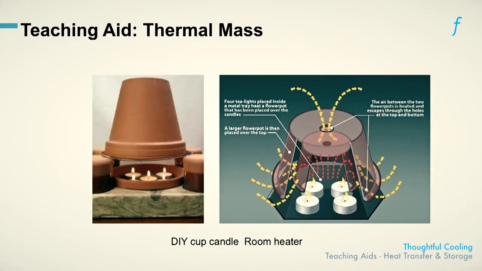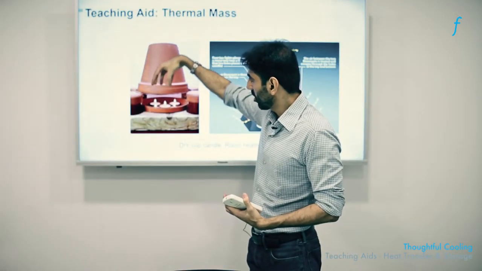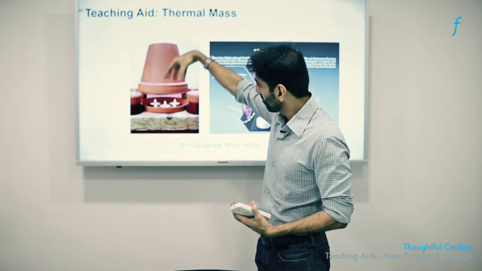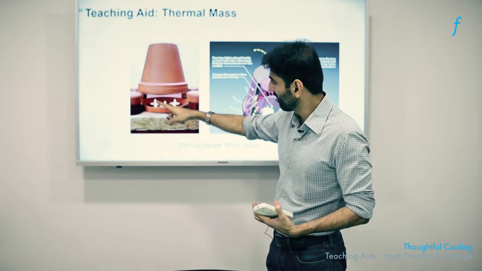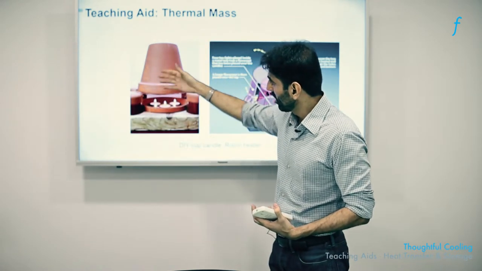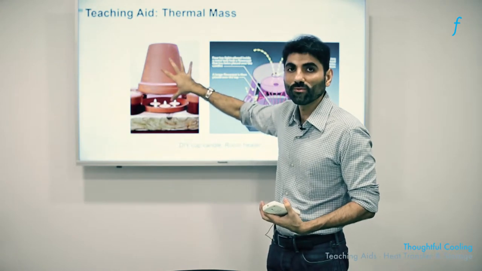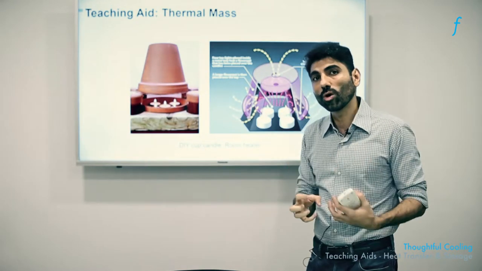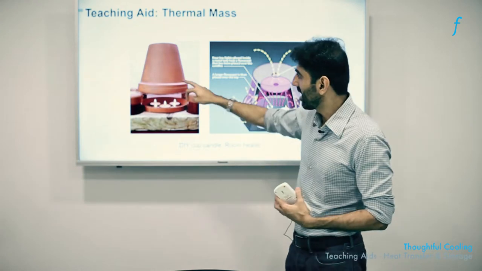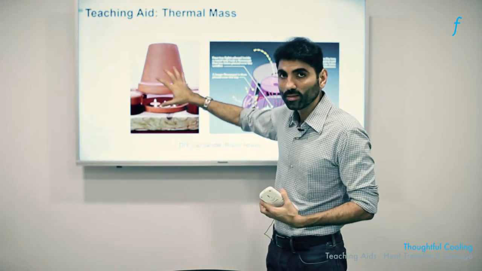So this is what's called a candle room heater, a cup candle room heater, which has got small little tea light candles and has an earthen pot, which becomes the storehouse of all the convective heat that is coming in. However, that convective heat eventually gets absorbed by the molecules of this object, right, and gets stored, because of the high thermal capacity of this material.